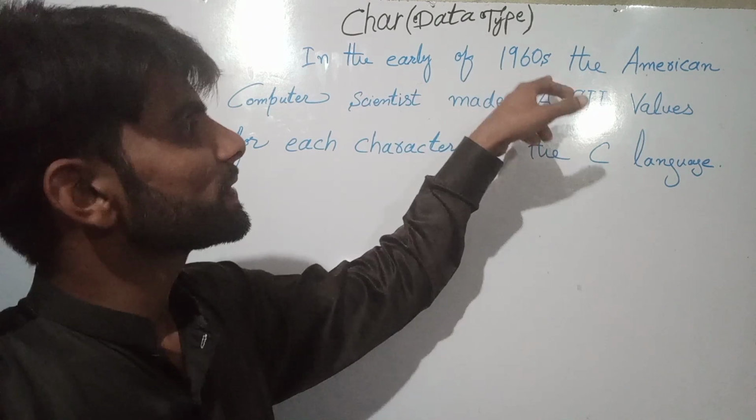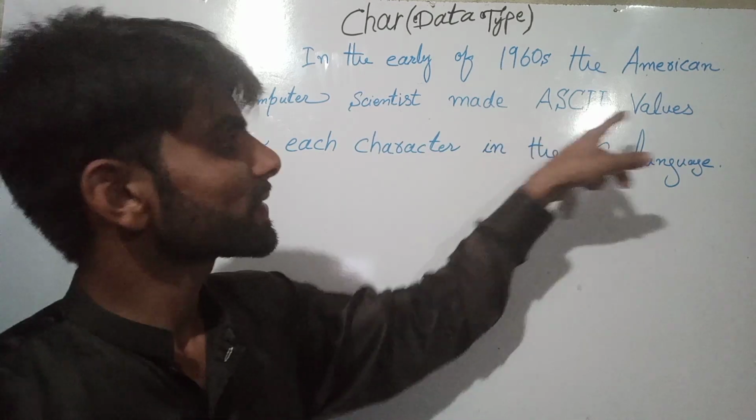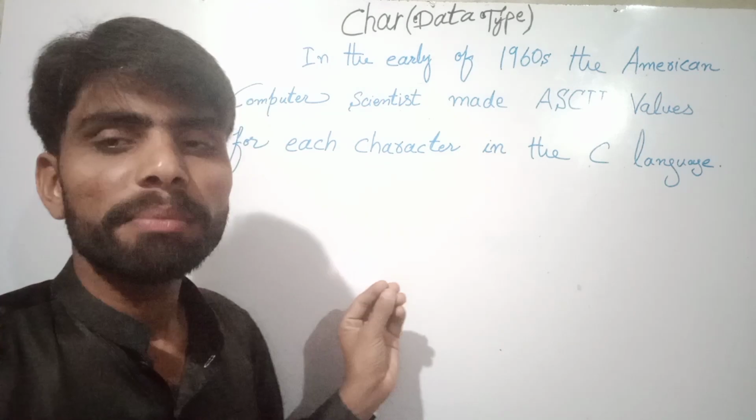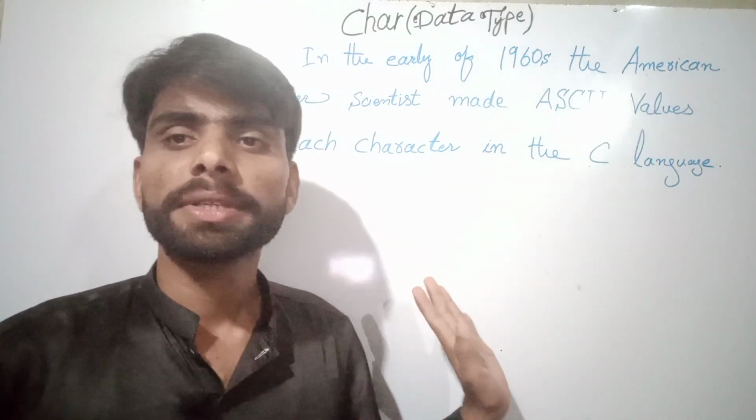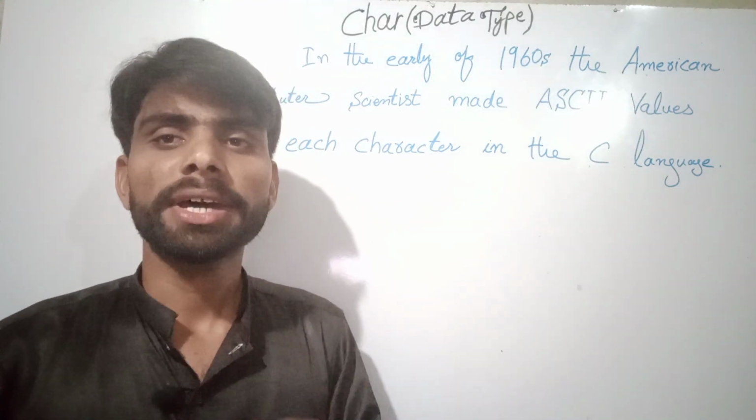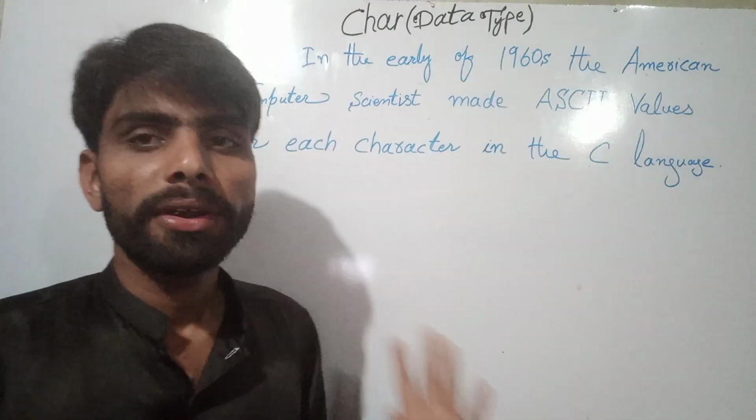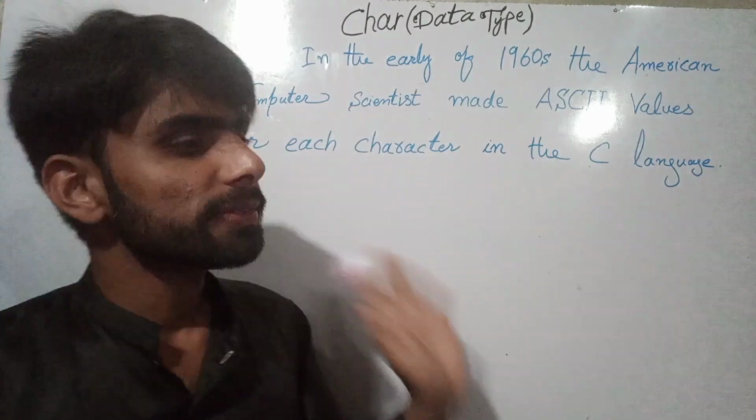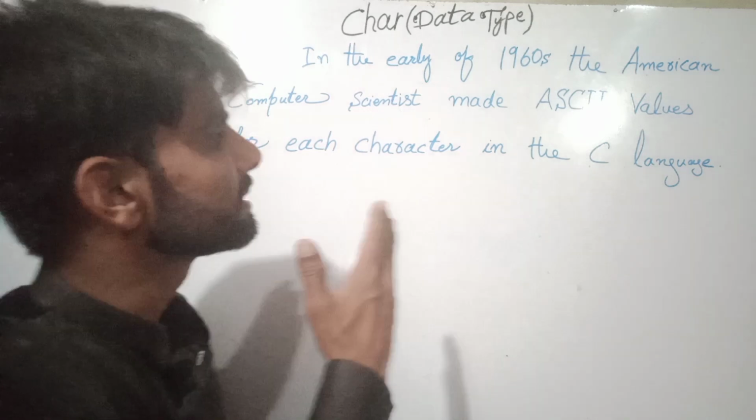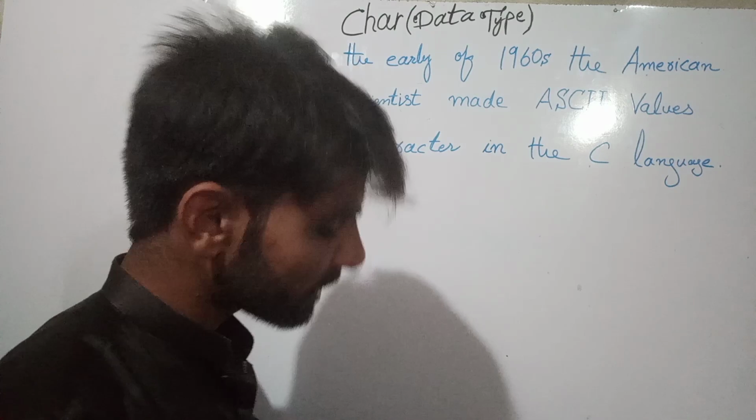In the early 1960s, American computer scientists made an ASCII value for each character in the C language. Right. So in the computer, all characters, all alphabets, all numbers have an ASCII value that was made by American computer scientists. So what is that ASCII value? Let's understand it.